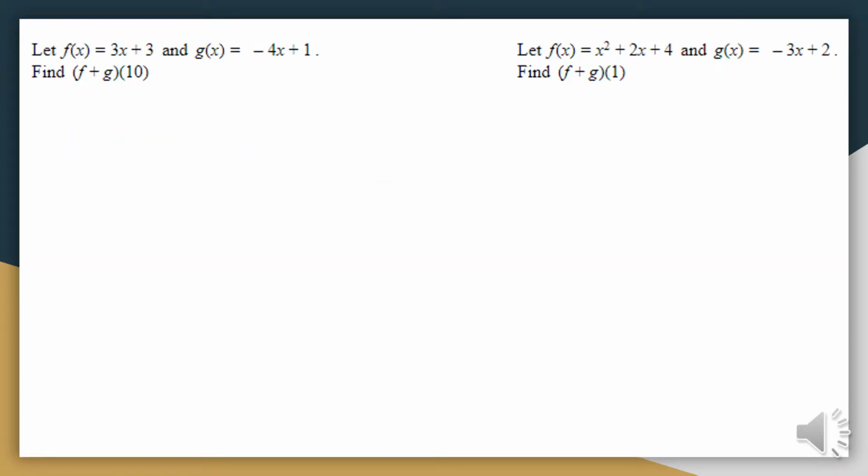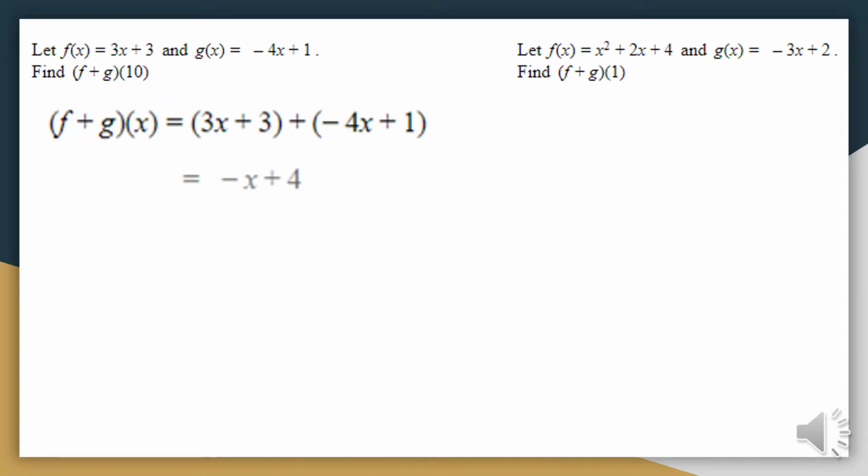So these last two examples are adding our functions again, and then it also combines that with evaluating that new function at 10 or at 1. So we need to add f of x plus g of x. So I'm going to add 3x plus 3 and negative 4x plus 1. I need to combine my like terms, so I need to combine 3x and negative 4x to give me negative x, and I need to combine 3 and 1 to give me 4. So my new function, f plus g of x, is negative x plus 4.